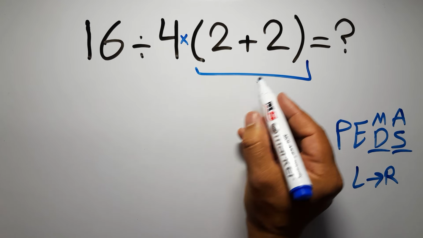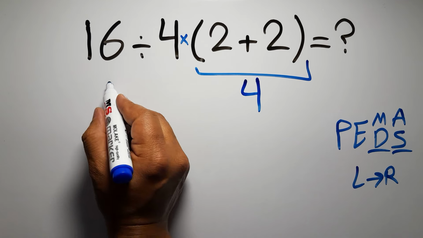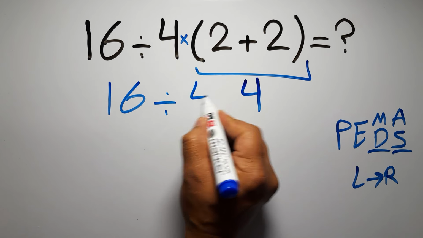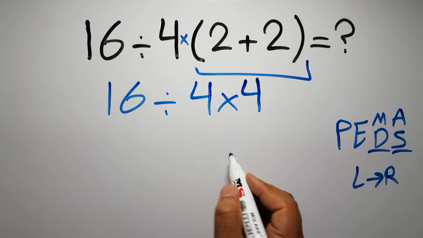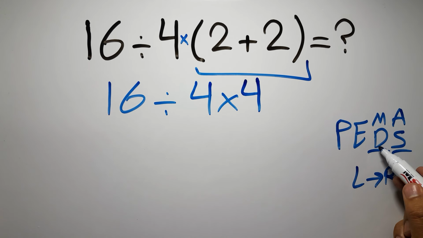So first this parenthesis. Inside this parenthesis, we have 2 plus 2, which equals 4. So 16 divided by 4 times 4. Now we have one division and one multiplication. As I said, multiplication and division have equal priority, and we have to work from left to right.